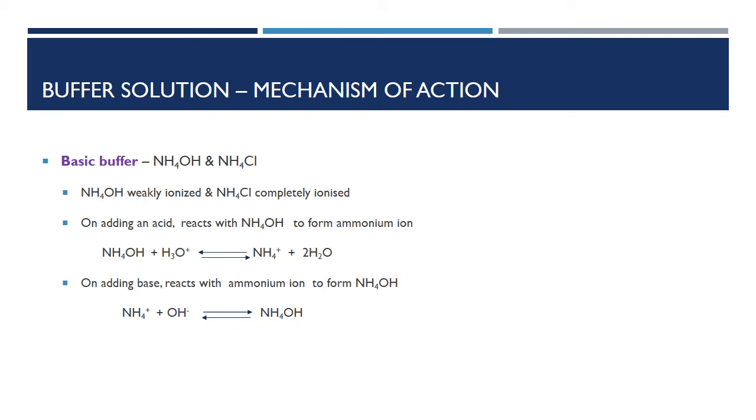In the case of basic buffers like ammonium hydroxide and ammonium chloride, ammonium hydroxide is only weakly ionized, whereas ammonium chloride, being a salt, ionizes completely. On adding a small quantity of acid, it reacts with ammonium hydroxide to form ammonium ion. When we add a small amount of base, it reacts with ammonium ion to form ammonium hydroxide.